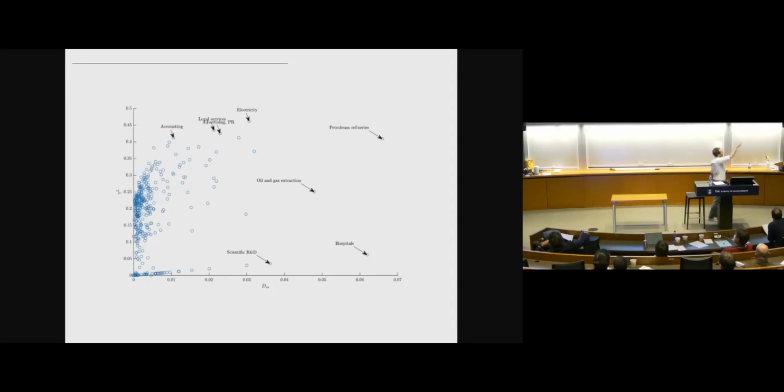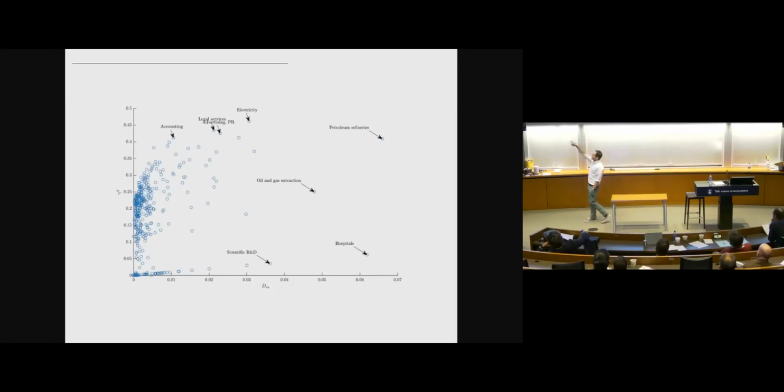So petroleum refineries are important in both dimensions. They have a very large sales share, and there's a lot of stuff downstream of it. Hospitals have the second largest sales share, but they have absolutely nothing downstream of them. Nobody in the input-output tables uses them as an input. It's not to say hospitals aren't important, but they're important through the utility function and not through the production network.